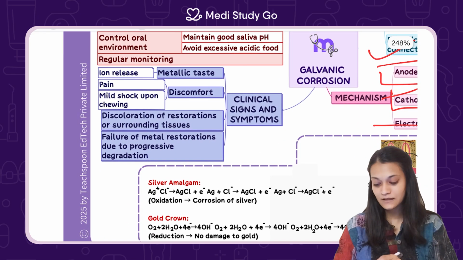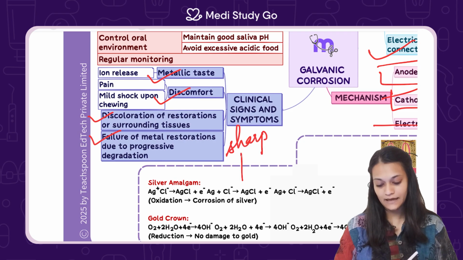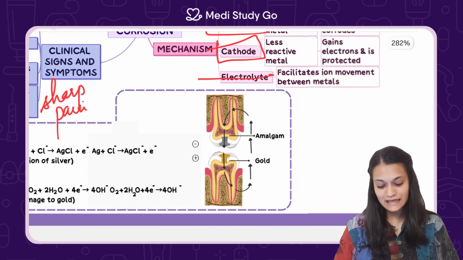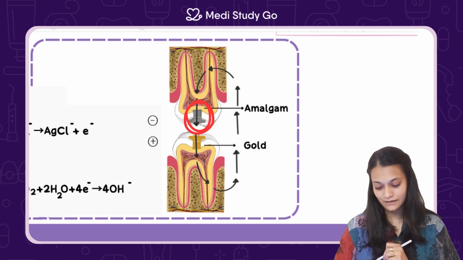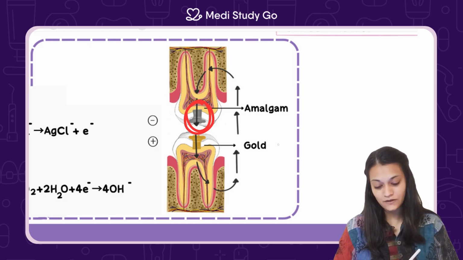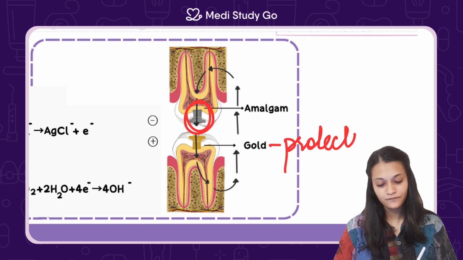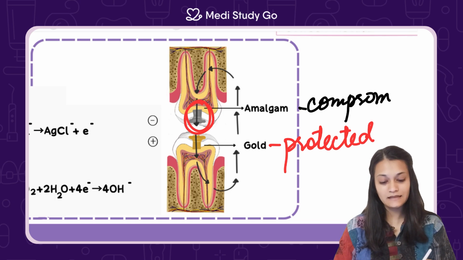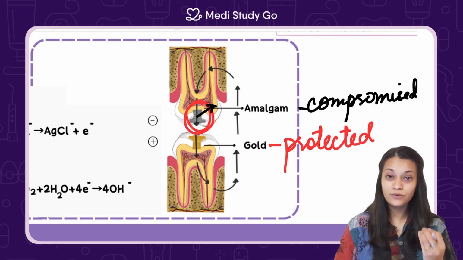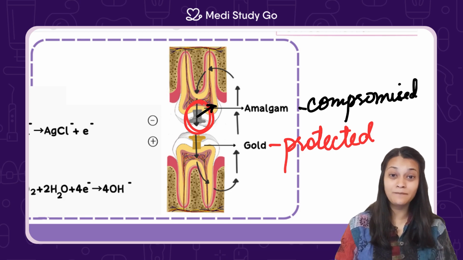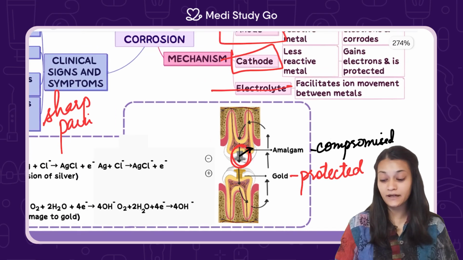What are the clinical signs and symptoms? Metallic taste, discomfort, failure, and at the same time discoloration and your sharp pain that is present. So what you see here, correct? You see amalgam and gold. Which is more reactive? It's your amalgam. And which is less reactive? It's gold. So gold gets protected while amalgam is compromised. And this is nothing but corrosion of amalgam that leads to losing of the material, at the same time compromising the tooth structure and corroding it permanently.